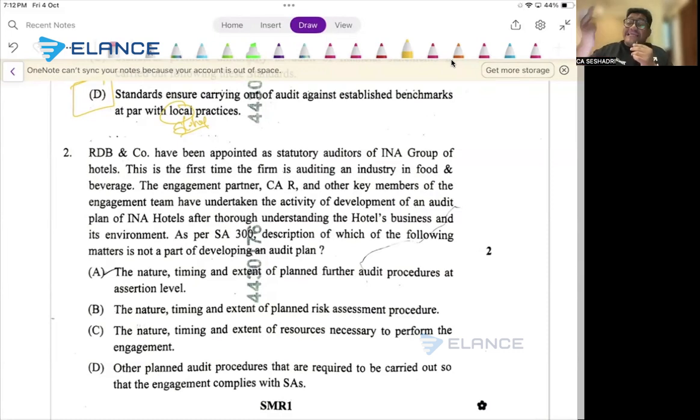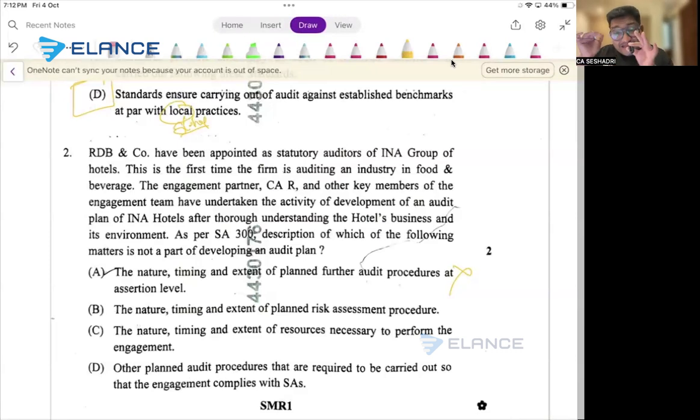Strategy means nature, timing, extent of resources. That is strategy. Strategy means overall direction of the audit, overall timing of the audit. Planning means nature, timing, extent of audit procedures to be performed. Which of the following is not? Again, you have to pick up the odd one out. Nature, timing, extent of planned further audit procedures. This is not the answer.